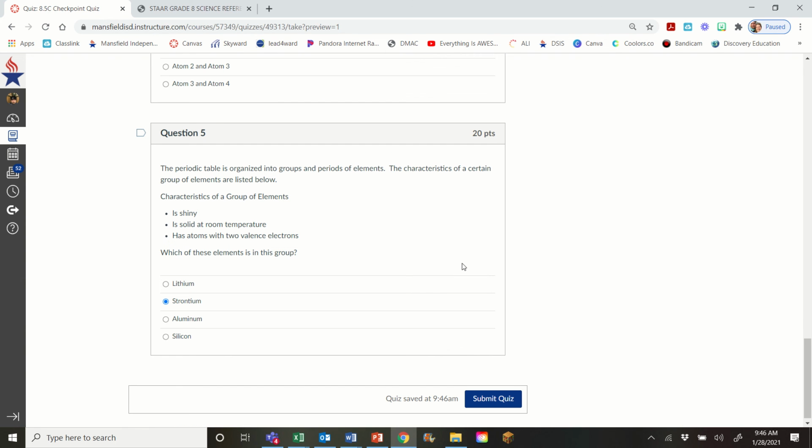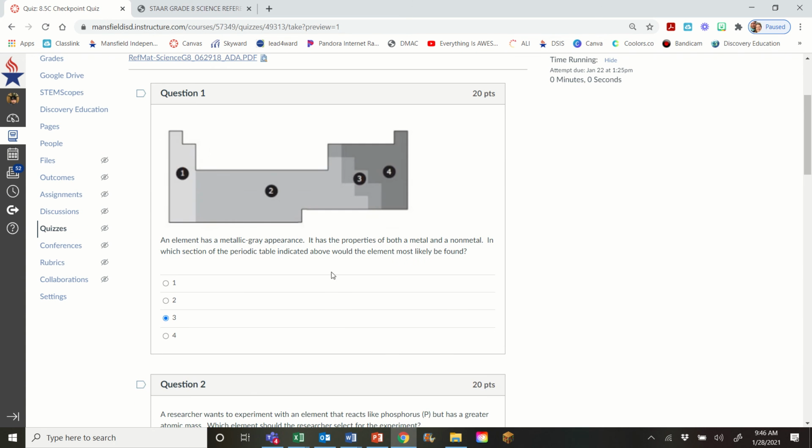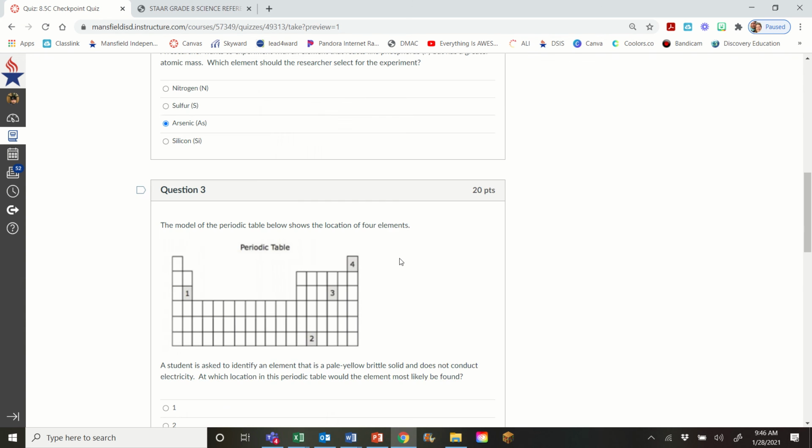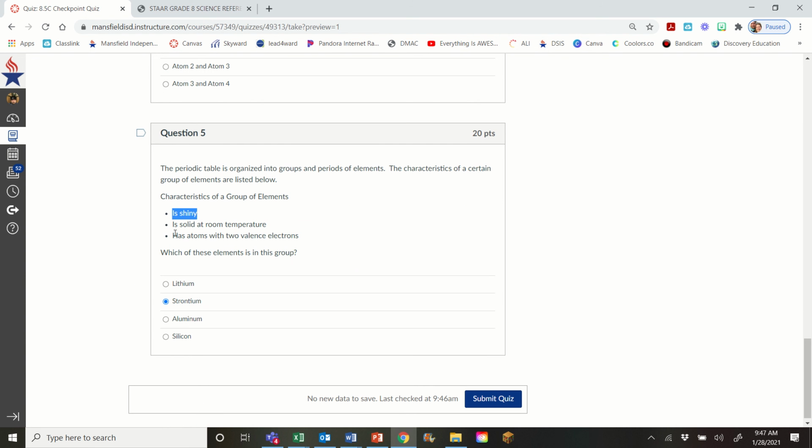All right, final question. The periodic table is organized into groups and periods of elements. The characteristics of a certain group of elements are listed below. Characteristics of a group of elements: is shiny, is solid at room temperature, has atoms with 2 valence electrons. Which of these elements is in this group? Now, this is a little bit tricky because the fact that it told us that it's shiny would maybe lead us to be thinking more in terms of metals, nonmetals, and metalloids. But in fact, the key piece of information here is that it has atoms with 2 valence electrons.